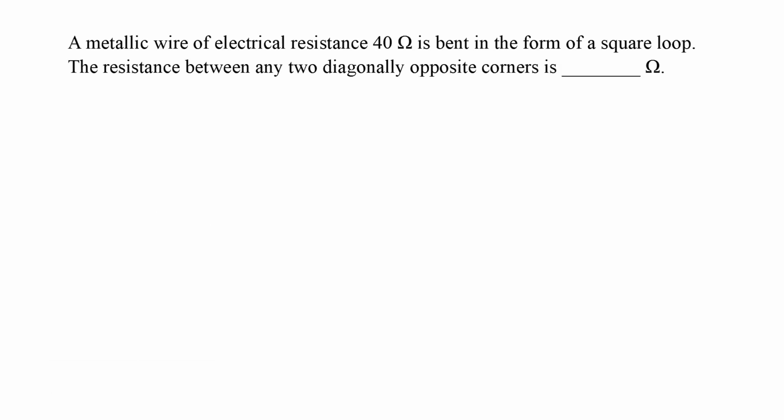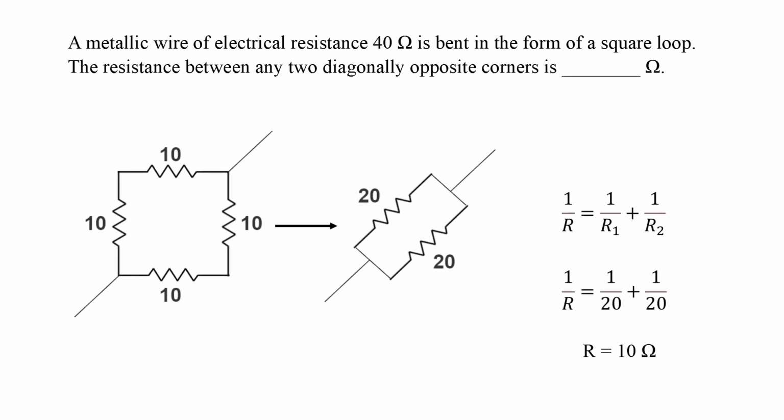The next question is, a metallic wire of electrical resistance 40 ohm is bent in the form of a square loop. The resistance between any 2 diagonally opposite corners is dash ohm. So in this case, when you solve the 2 10 ohm resistors, you will find it to be 20 because they are in series. And then when you solve these 2 resistors that are 20 and 20 that are in parallel, the equivalent resistance will come out to be 10 ohm. So the answer is 10.